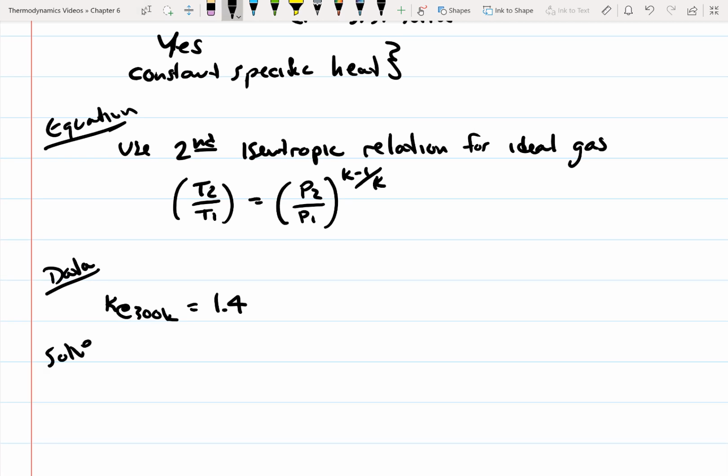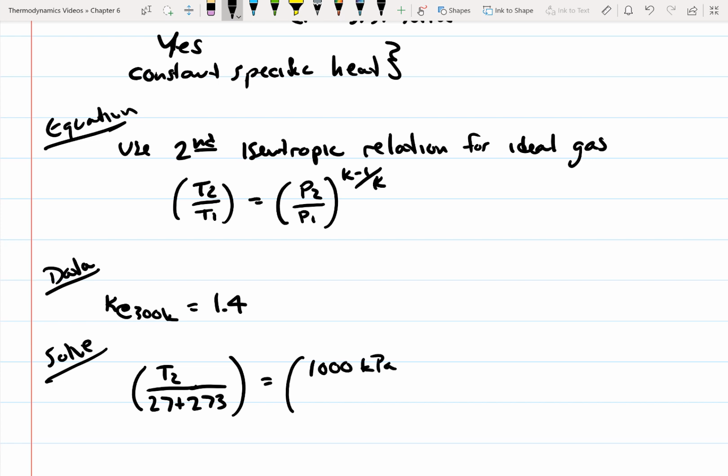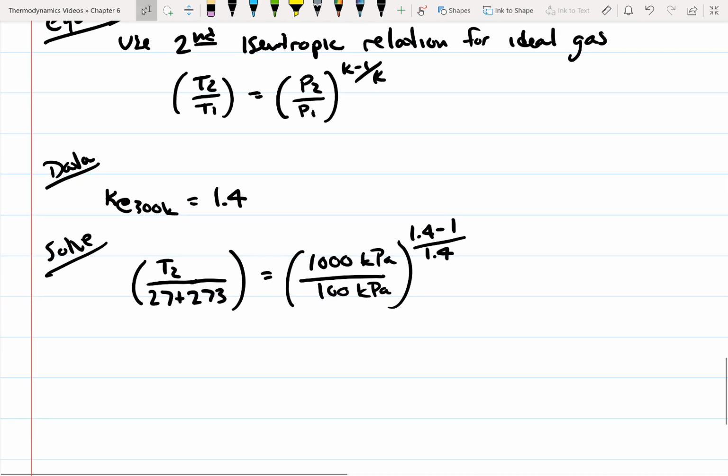So let's solve. We're looking for T2. T1 is 27, and we want these temperatures to be in Kelvin, so 27 plus 273, times 1000 kilopascal over 100 kilopascal to the (0.4 minus 1) over 1.4. And so if we solve this, T2 is equal to 579 Kelvin.